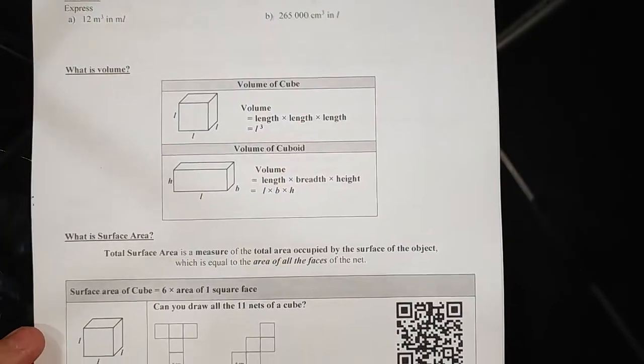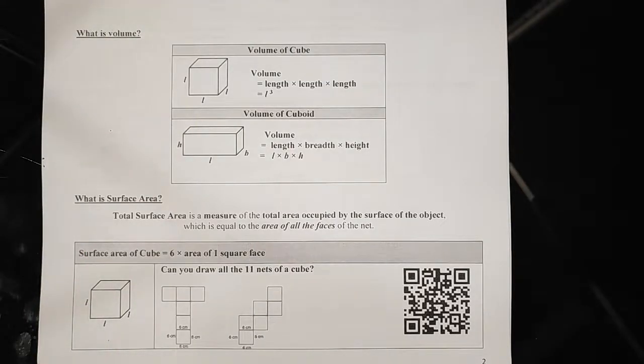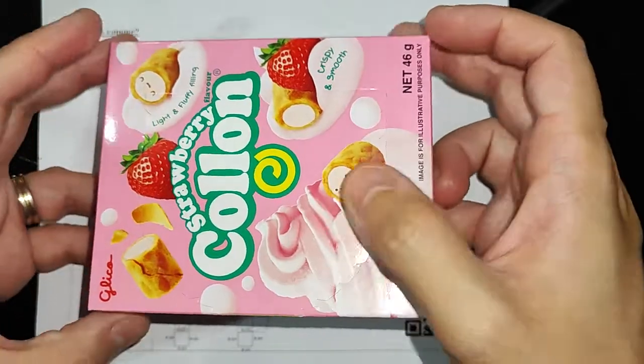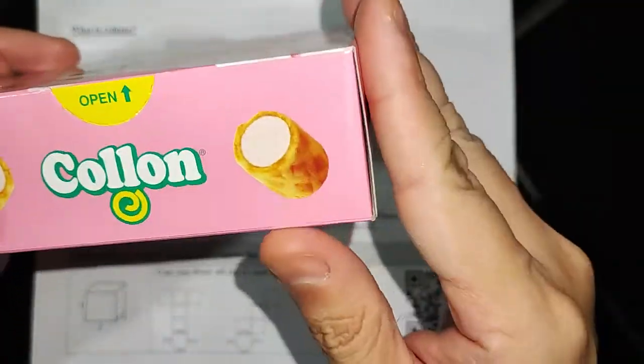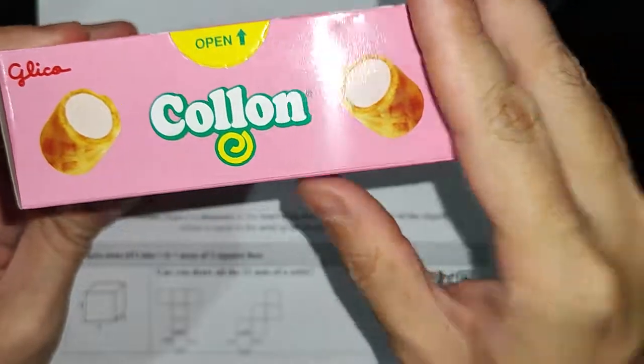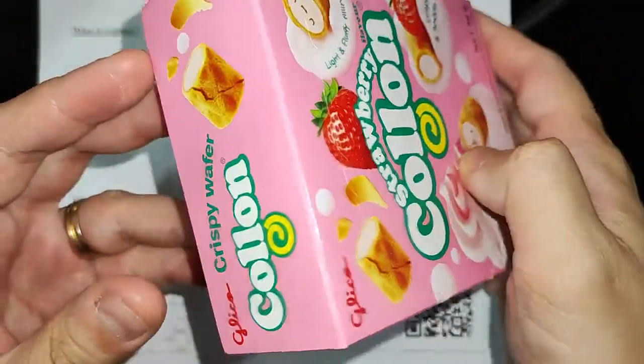Now next, I'm going to move on to surface area. Now what is a surface area? Over here I have a box. So surface area is in short all this area that's printed, all these areas that are printed.